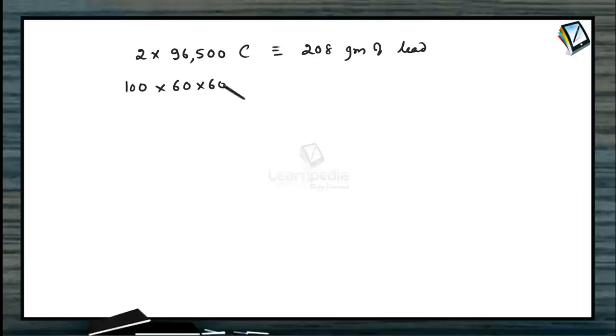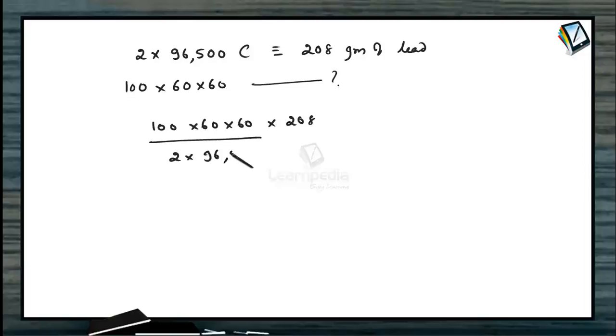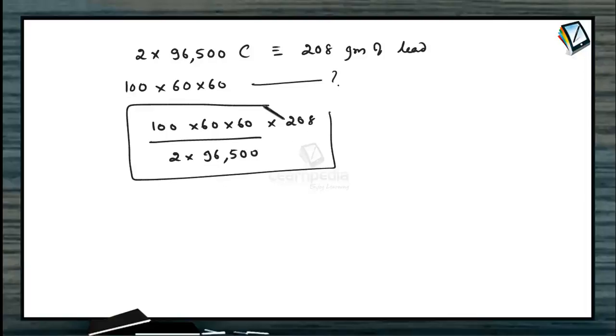That is, 2 into 96,500 coulombs, for which purpose we need 208 grams of lead. But we want 100 ampere hours, 100 amperes into time, 60 into 60. For this, how many grams of lead is required is the question. That is 100 into 60 into 60 into 208 by how much? 2 into 96,500. So this is the weight of lead that we need.